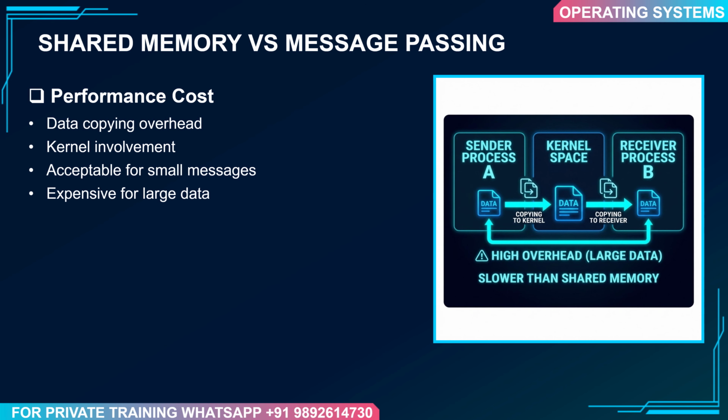However, message passing has a cost. Every message usually involves copying data from the sender's memory to kernel space and then to the receiver's memory. For small messages, this overhead is acceptable. For large data transfers, it can become expensive. This is why message passing is often slower than shared memory for high volume data exchange.